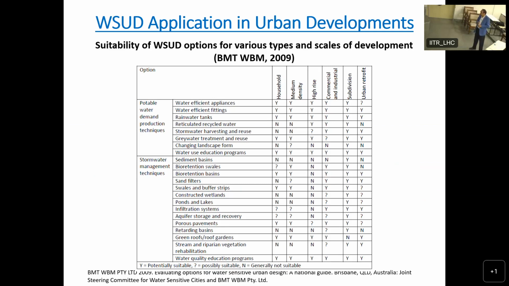is another table, which is more about where these types of approaches are suitable, whether at household level, medium density level, high rise, suburban level, subdivision level, or urban retrofit. So this is another reference material or table which can be referred to along with the table we talked about yesterday. There is a reference already provided from where I picked up this table, and this reference is available publicly.